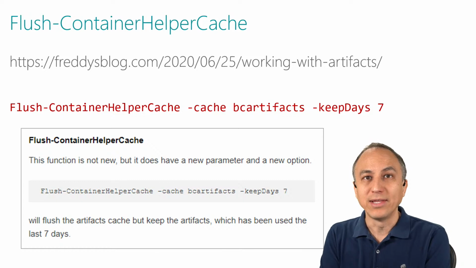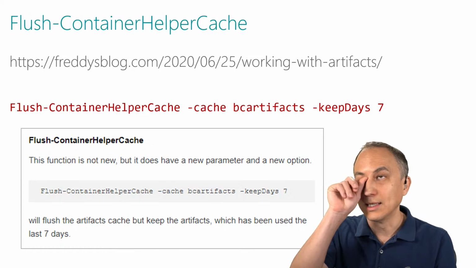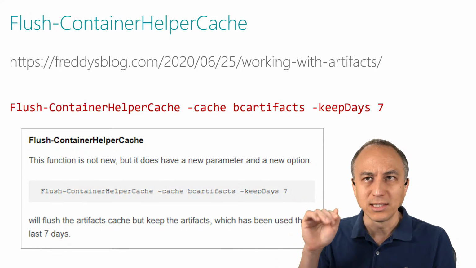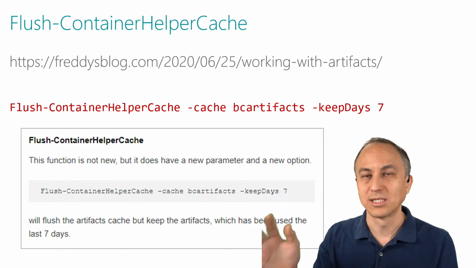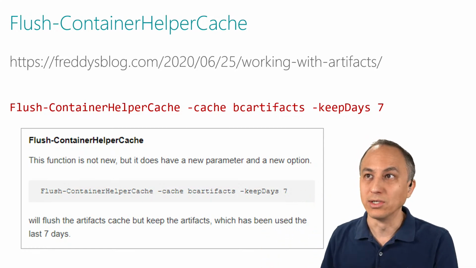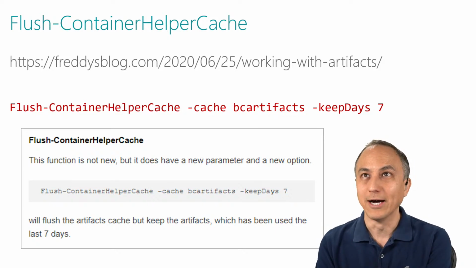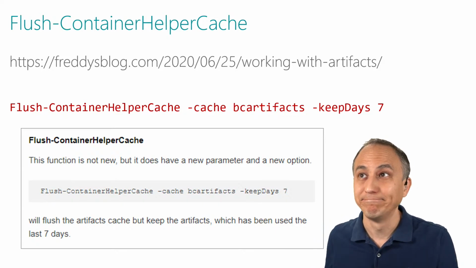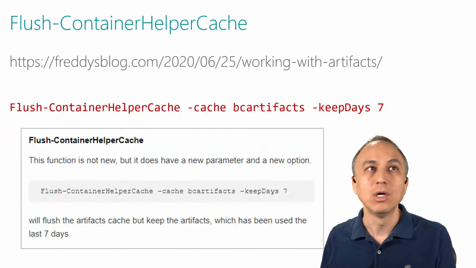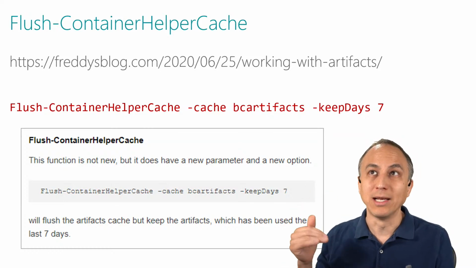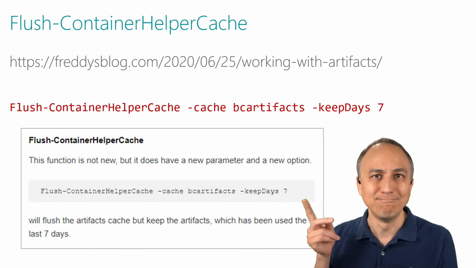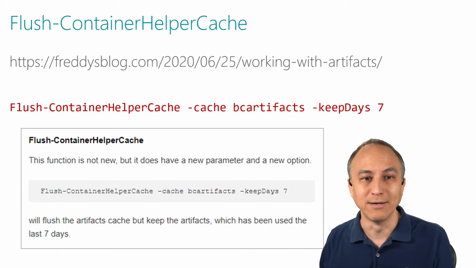Flush-ContainerHelperCache is the command that Freddy has included, and what it does is clear out your Business Central containers, images, artifacts, and all the stuff apparently that hasn't been used in so many days. So there's a keepDays parameter, so you can flush all that out. Exactly. Yep. He's the man. So check out that blog post. It has quite a bit of information, and I did reference it in one of my sessions earlier, but I neglected to see this very important item.